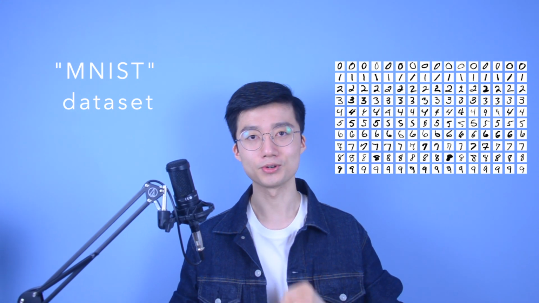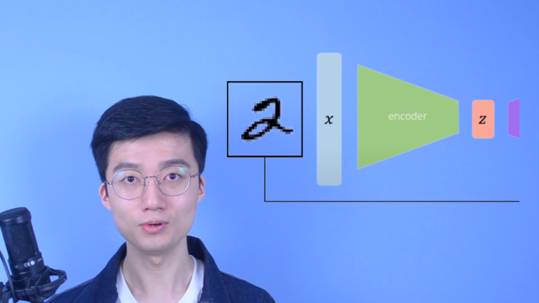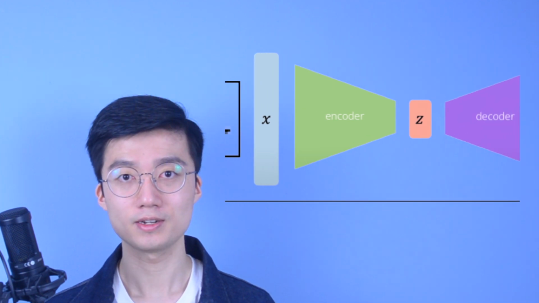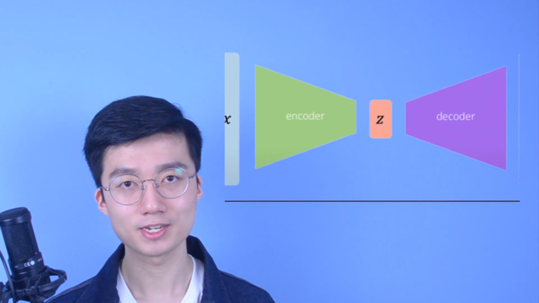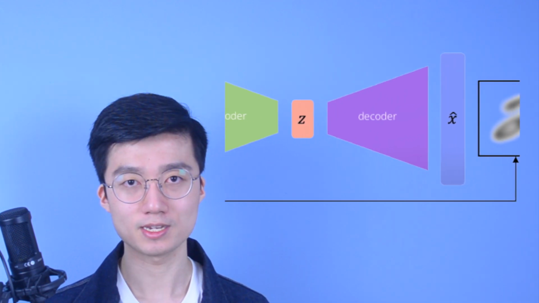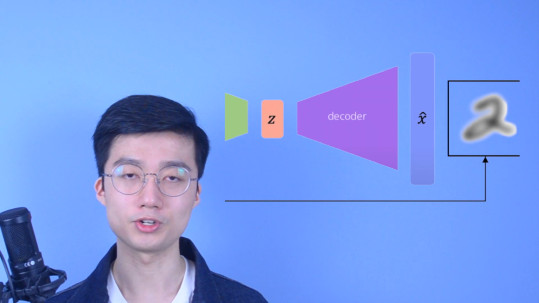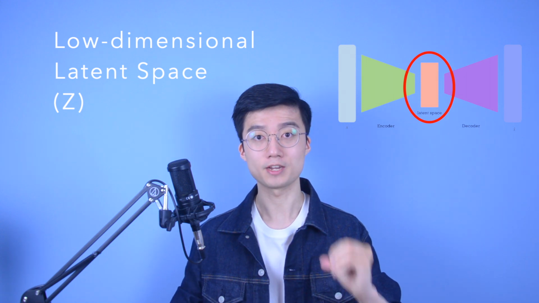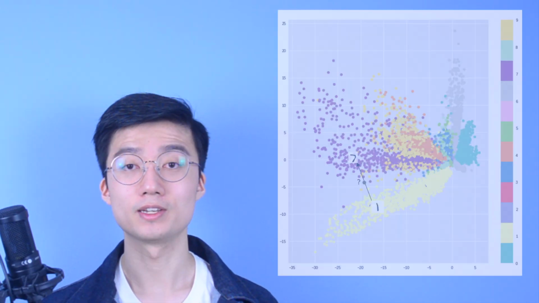Imagine we have a data set of written digits. The autoencoder would first encode the image into a latent space, Z, through an encoder, which is layers of neural networks. And then it will reconstruct an image from this latent space through decoder, which is also layers of neural networks. The latent space Z is usually low-dimensional, forcing it to contain only the most important information and discard the irrelevant information. For example, here's our latent space.